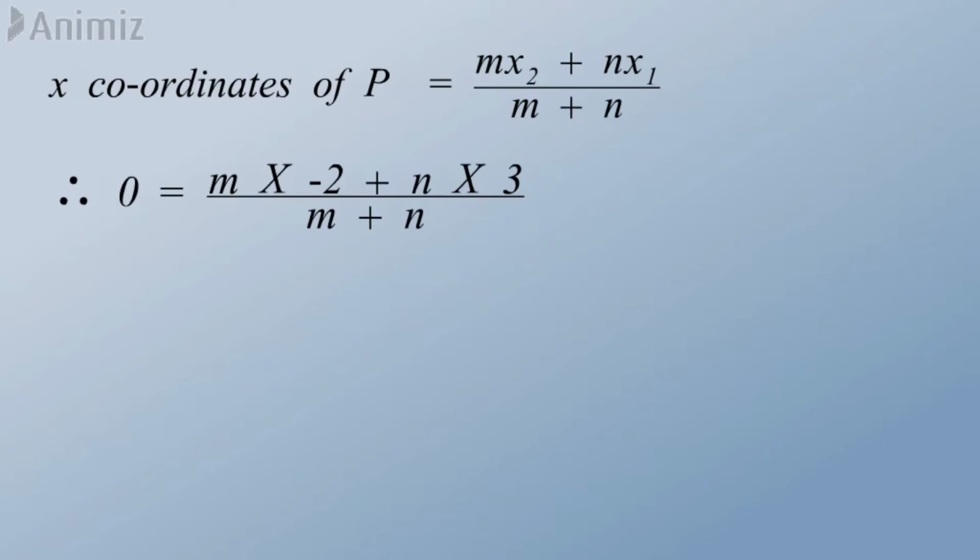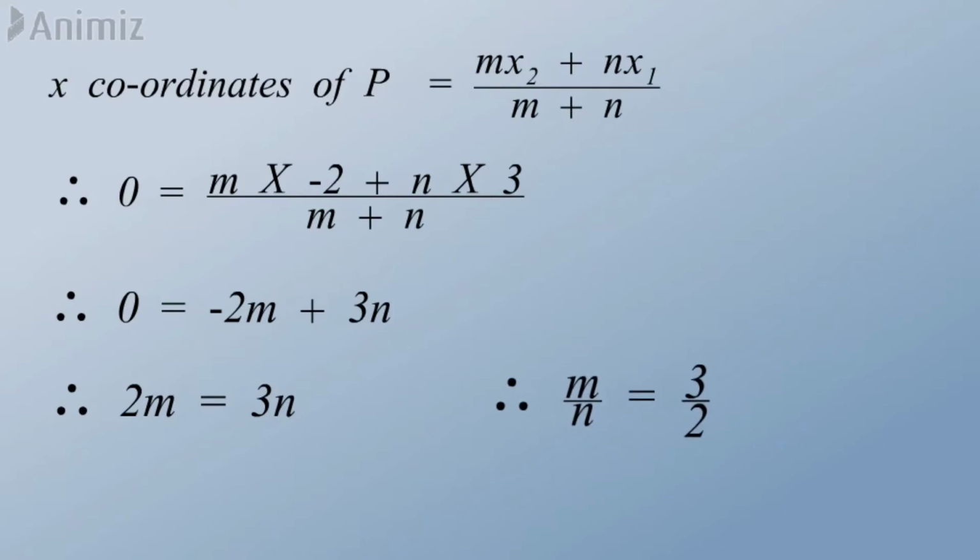upon (m plus n). Now when you multiply (m plus n) with 0, the left hand side will be 0, and on the right hand side you will get -2m plus 3n. Now transfer 2m to the left hand side, you will get 2m equal to 3n. So when you transfer n and m to the respective sides, you will get m by n equal to 3 by 2. So your ratio will be 3:2.